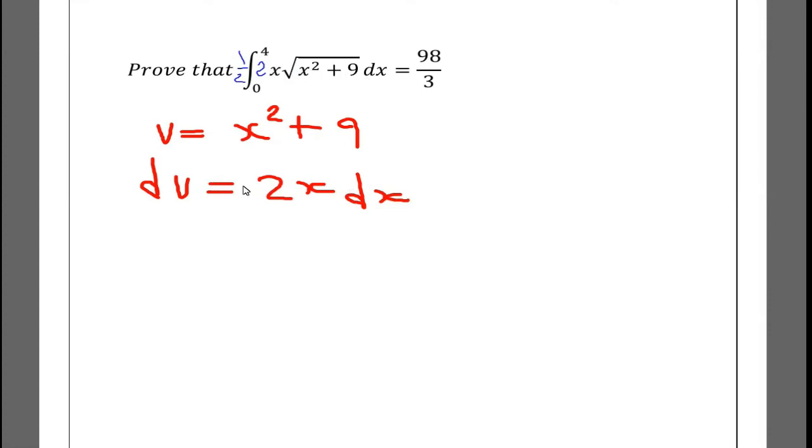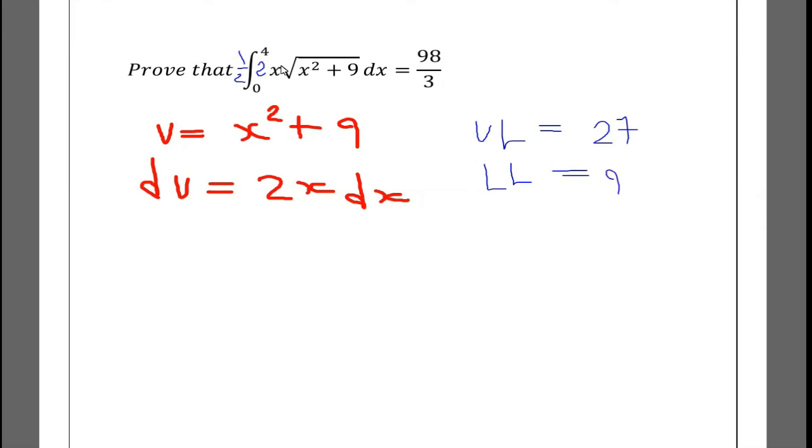Now the next thing is to write down your upper and lower limit. Your upper limit is going to be, when x is 4, you plug in 4 squared. 4 squared is 16. 16 plus 9 is 27. All right, because we're integrating with respect to u. And your lower limit is when we plug in x as 0. Plug in x as 0, we get 9.